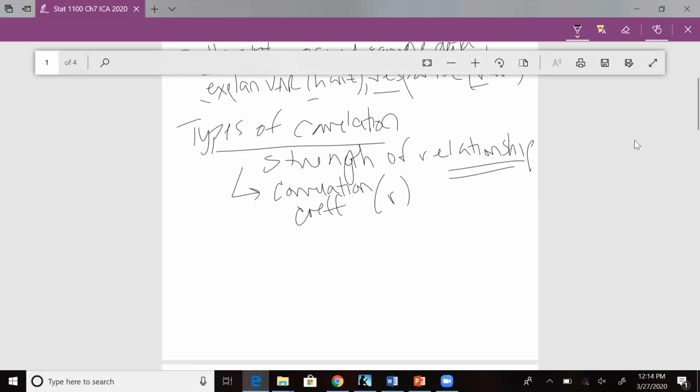I'm going to clear this screen just so I have a little bit more room to sketch out our different possibilities as far as types of correlation. In the background, you can probably hear my daughter coming up here right now.